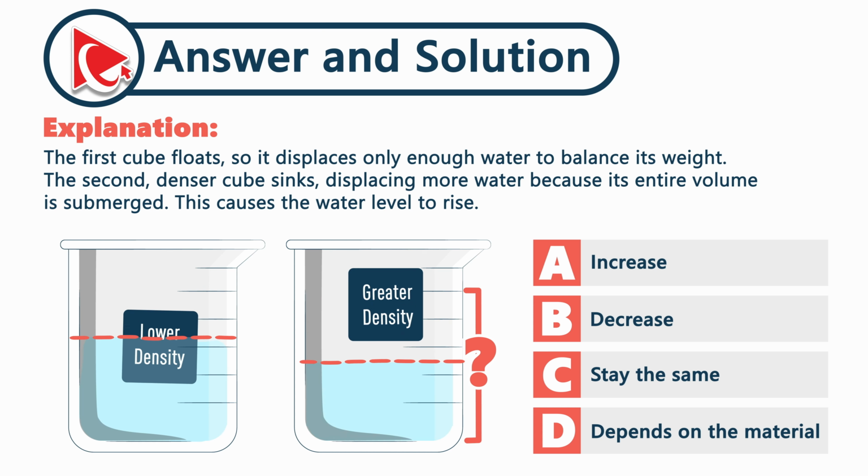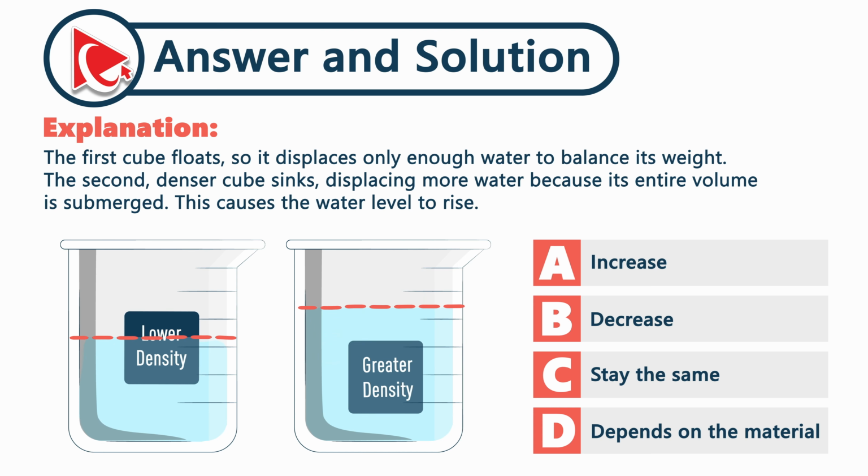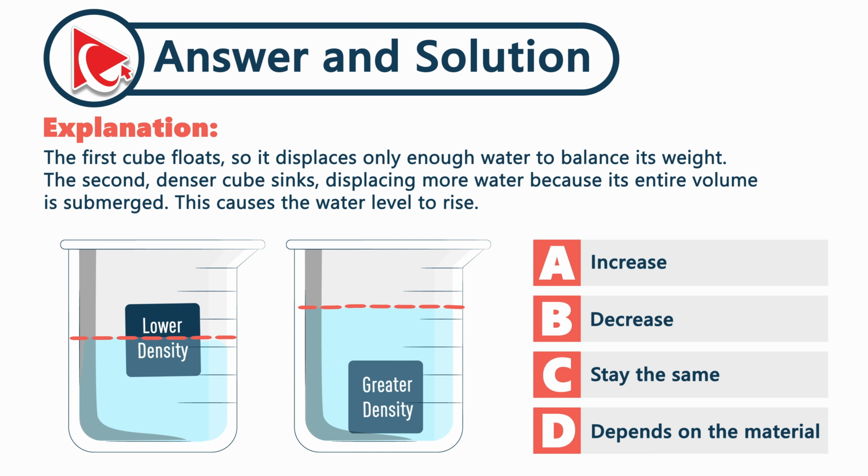Now let's look at the original water level. You see, when the cube floats, it's at a certain level. Now the second cube is heavier because it's higher density. As it's submerged deeper, the water level rises. Which means that the correct answer here is choice A, water level increases.